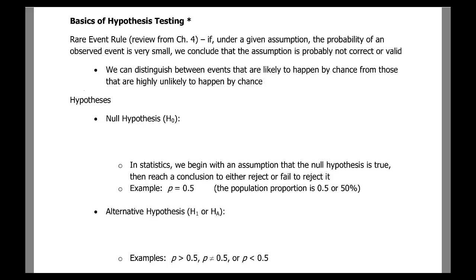So the rare event rule is review. This was when we were talking about how far a value was away from the mean, like how many standard deviations away, and we could say that it was unusual. So we're bringing that back, as well as using distributions with the mean and standard deviation and calculating test statistics like Z. These are all things that we will be using throughout this next unit.